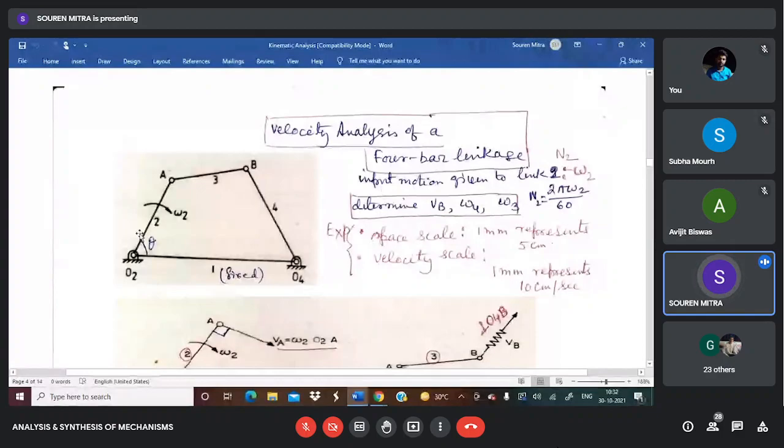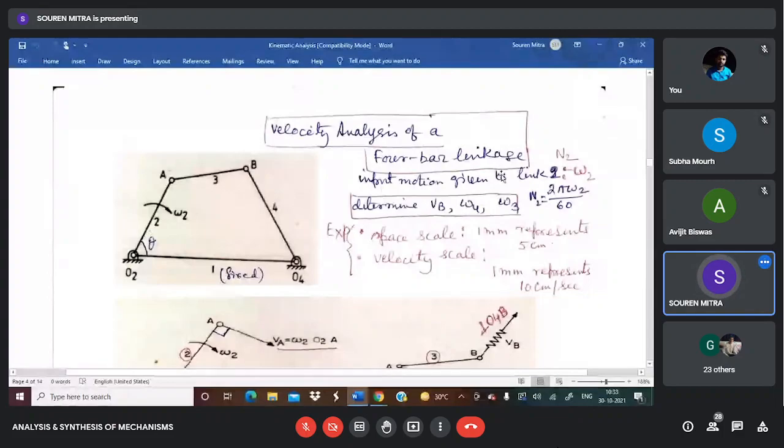So at this particular instant, this is the configuration of the mechanism. Say theta is 45 degree. When theta becomes 30 degree, it will come over here and be like this, so velocities will obviously change. The input link is 2, and the input motion given is omega 2, or n2. If n2 is given, you have to convert it into omega 2. So this is the forward linkage.